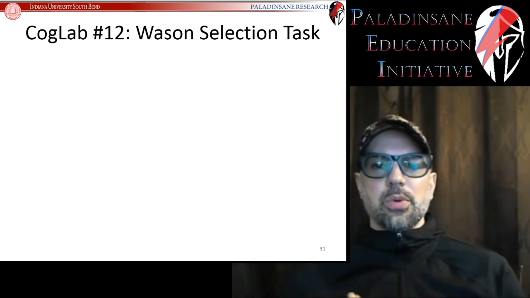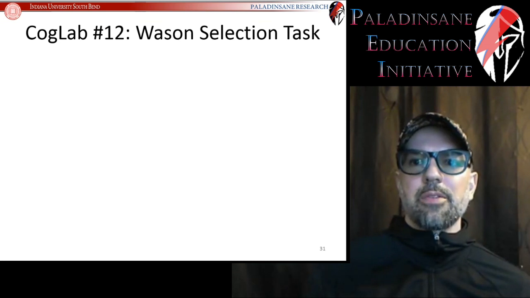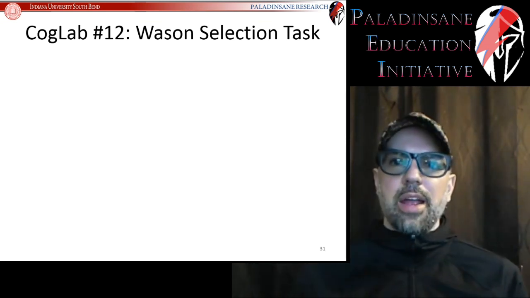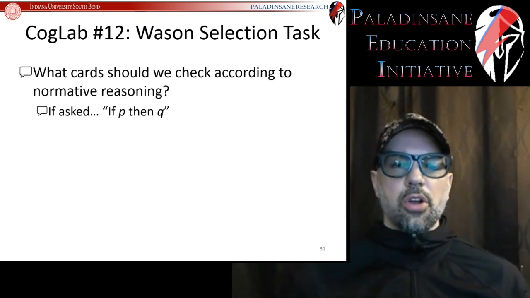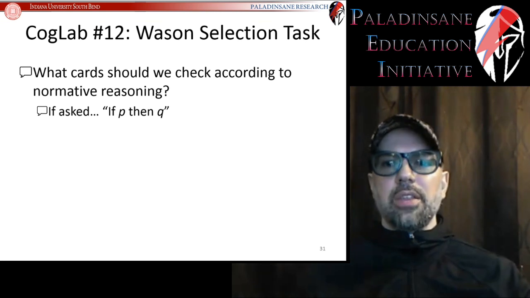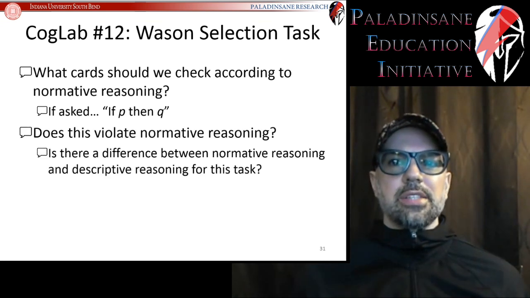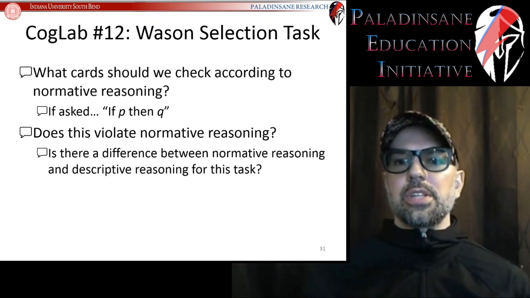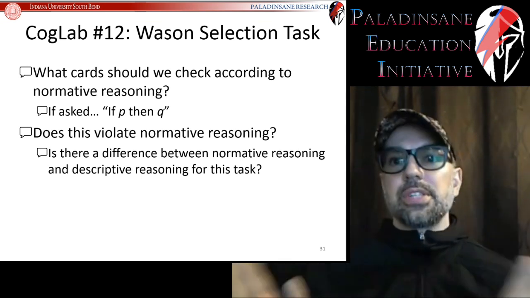What we're going to do now is we're also going to take a look at not just that the thematic information helps, but what kind of errors do we make? So what cards should we check according to normative reasoning? If asked, if P, then Q, we're going to take a look at that. And then we're going to take a look at, does this actually violate normative reasoning? So is there a difference between normative reasoning and descriptive reasoning for this task? I'm going to answer that question right off the bat, and the answer is yes.